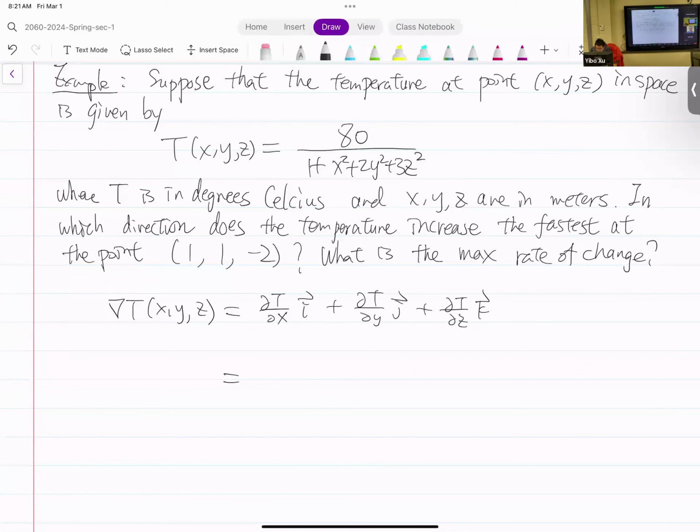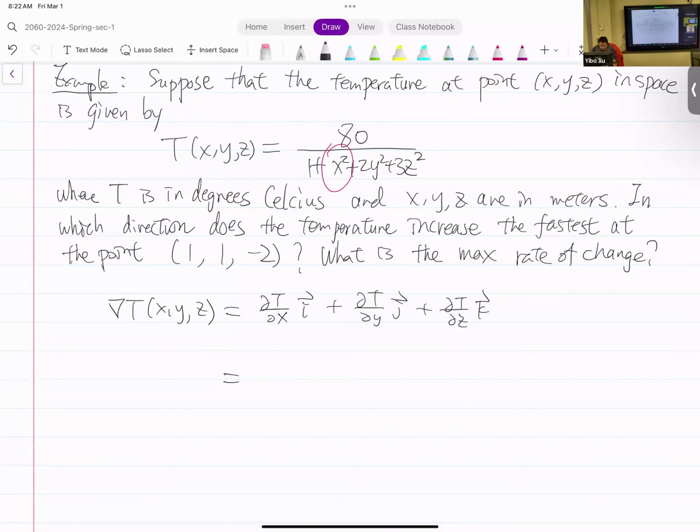So let's see. We have 80 over 1 plus x squared plus 2y squared plus 3z squared. If you're doing the partial derivative with respect to x, x is changing, and y and z are treated as constants. So essentially you have a constant over another constant plus x squared, held to the -1. If you have a fraction, it's always recommended that you write it as a negative exponent and then do the chain rule.